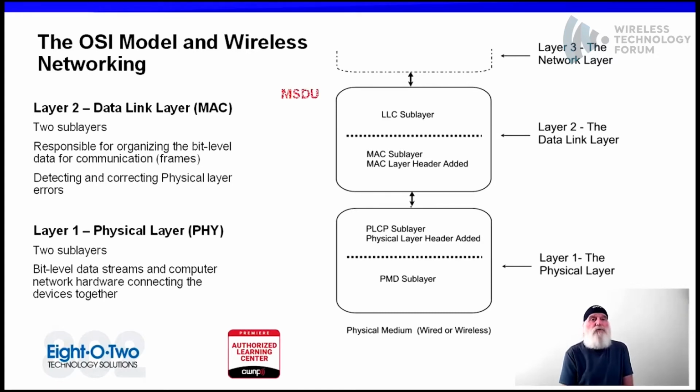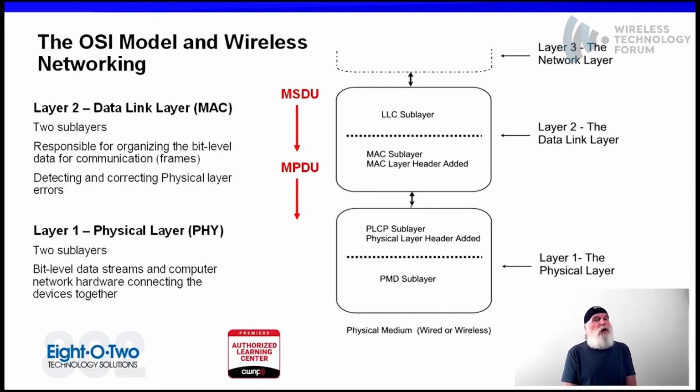So as data moves, we're looking at this now from the perspective of data moving down the OSI model. When it arrives at the LLC sublayer, it is known as an MSDU, which stands for MAC Service Data Unit. The abbreviation tells you what it is: a MAC Service Data Unit. A data unit that's going to be serviced by the MAC layer. That's going to move down to the MAC sublayer. When it arrives at the MAC sublayer, that's where the MAC layer header is added. At this point, it now becomes the MAC protocol data unit. It's a protocol data unit because the header has been added. Then it moves down to layer 1.